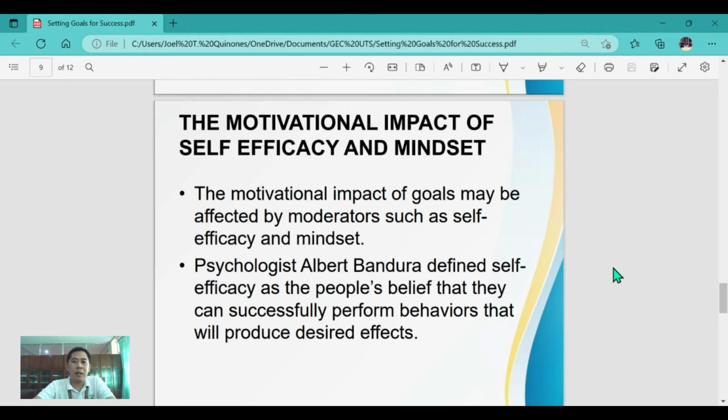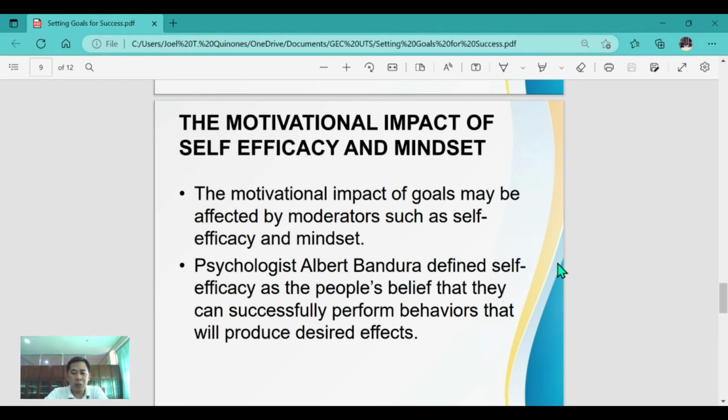Okay, so what is the motivational impact of self-efficacy and mindset? This is still in relation to needs. The motivational impact of goals may be affected by moderators such as self-efficacy and mindset. Another psychologist we have here, Albert Bandura, defined efficacy as people's belief that they can successfully perform behaviors that will produce desired effects. So we should bear this in mind that every human being has the capacity to successfully perform or produce desired effects, good effects basically.